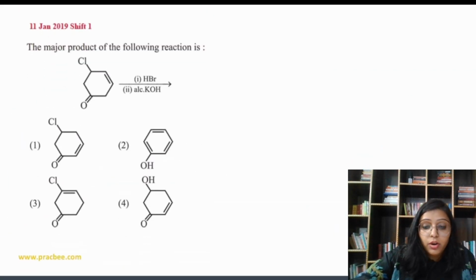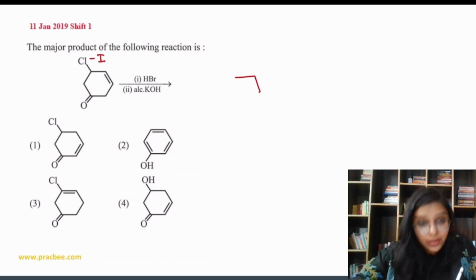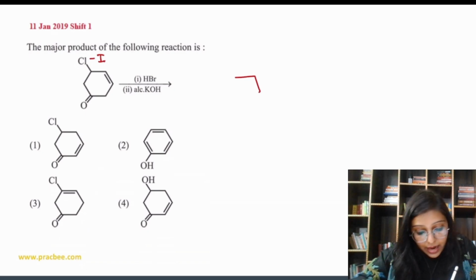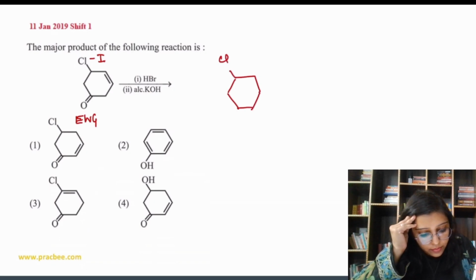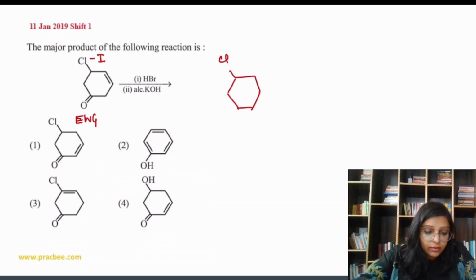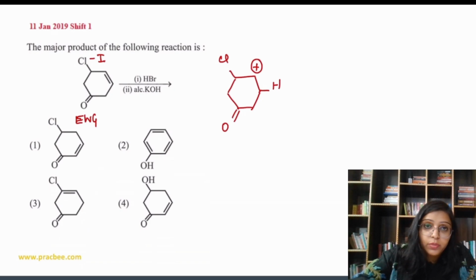The major product of the following reaction is. So again, HBr. So see, here we have a minus I effect because in the case of halogen, the inductive effect dominates. And this is the electron withdrawing group. So here this is an electron withdrawing group, right? Double bond to one. So see, we can say this is Cl. Okay, Cl over here. And we have HBr here. So we can say carbocation forms over here. And here we write hydrogen. This is going to be a double bond. Clear?